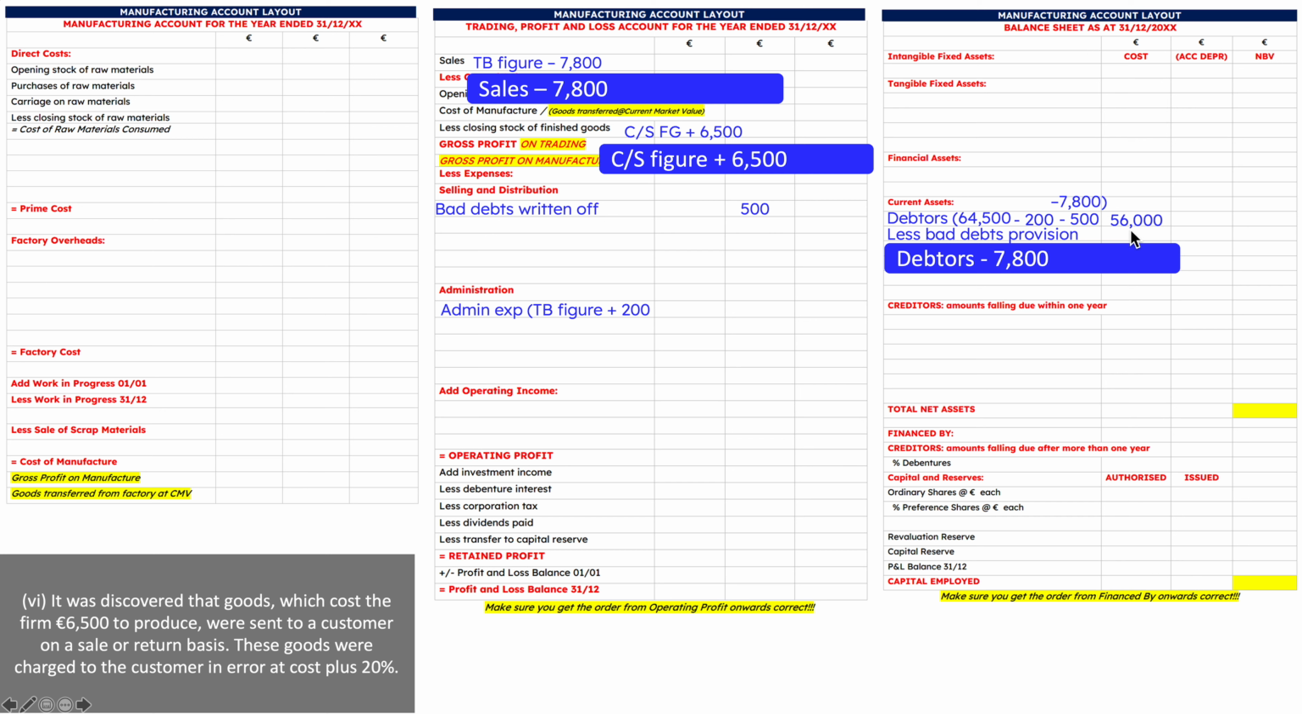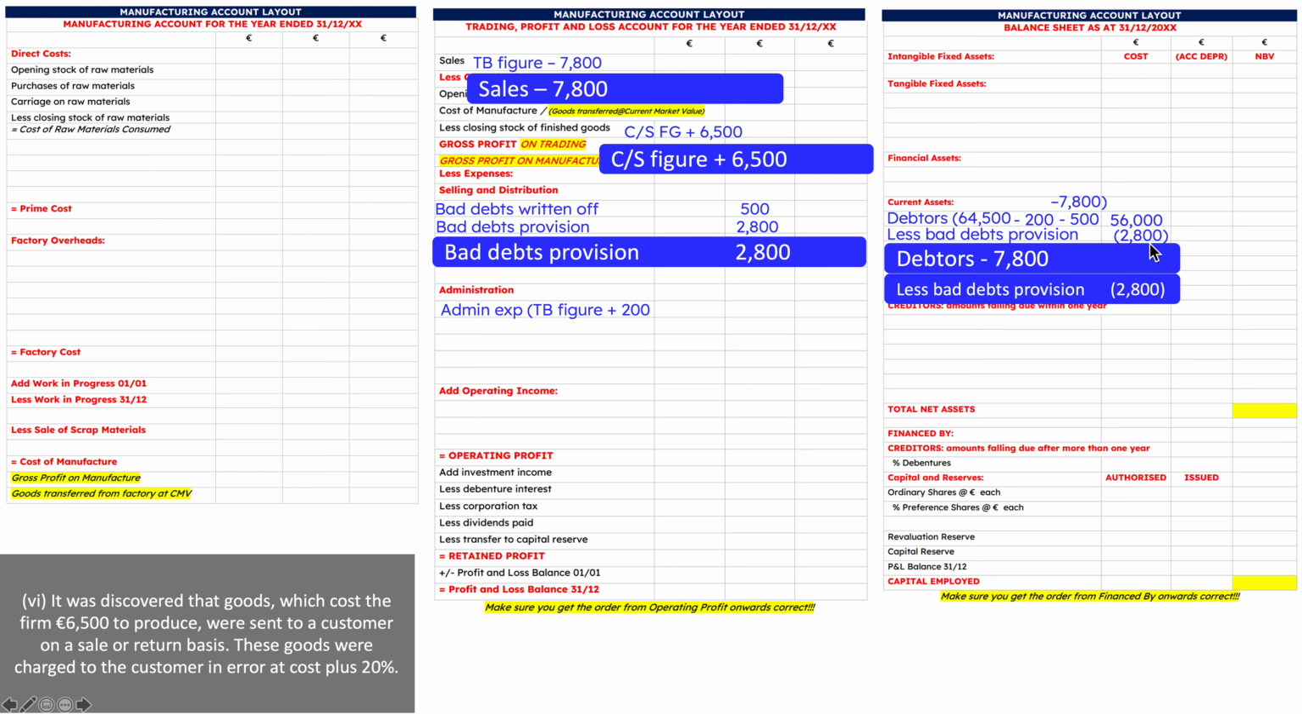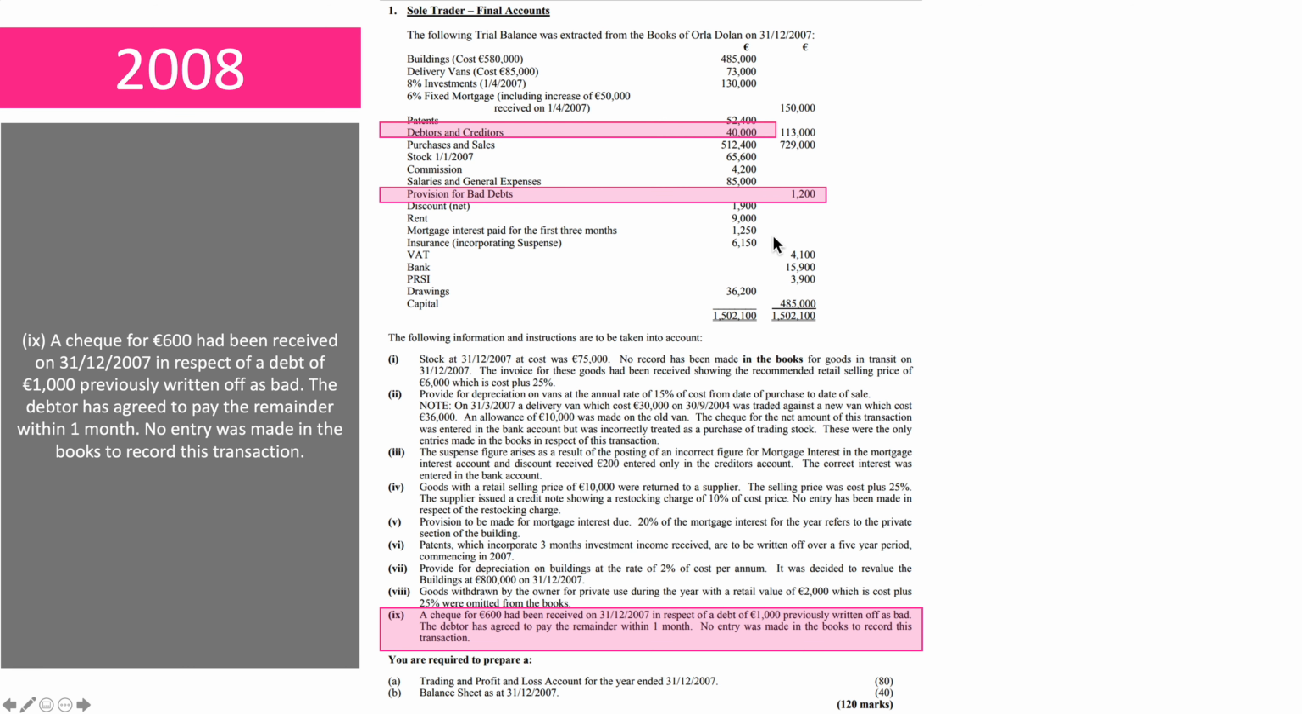So our final debtors figure is 56,000 euro here. And now we can do our bad debts provision. So we minus 2,800 from our bad debts provision. And we have to put that into bad debts provision in selling and distribution, 2,800 there. So that is that. Now, in 2008, we had one adjustment.